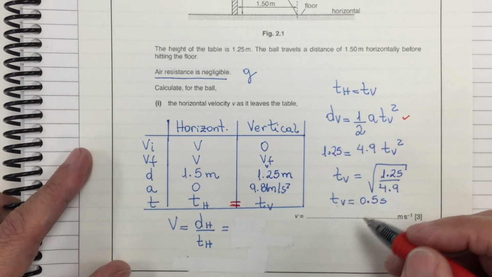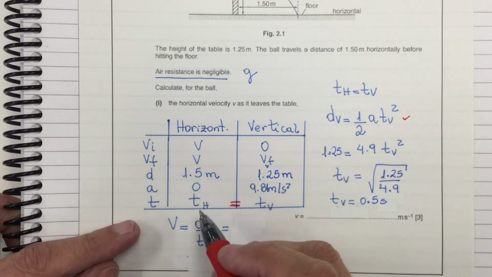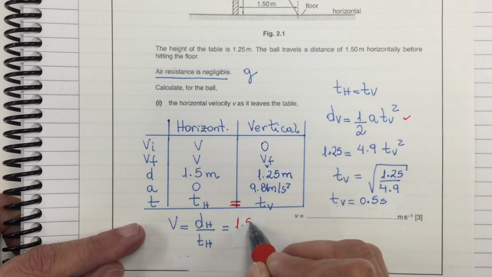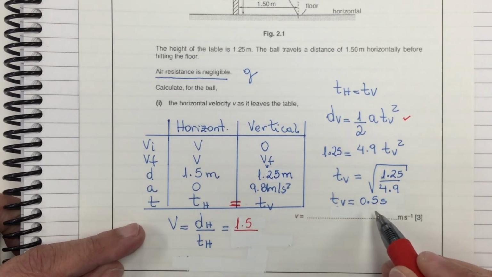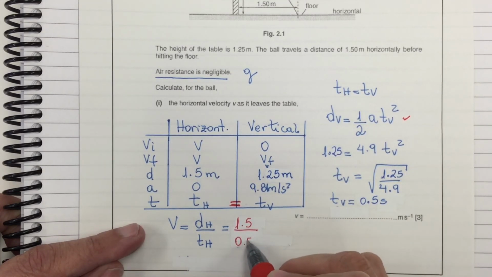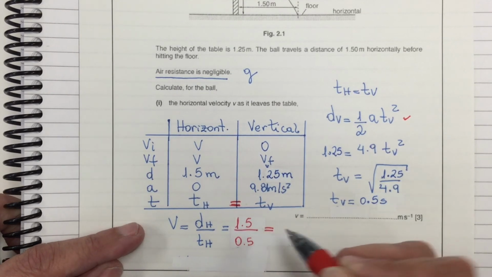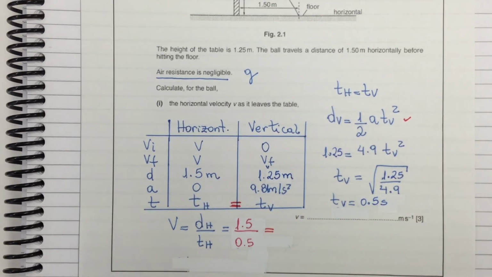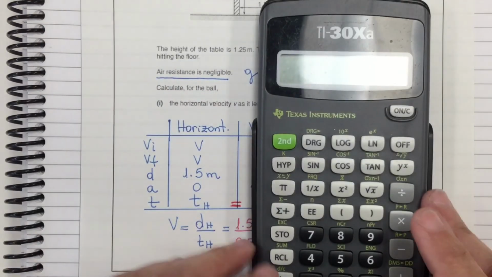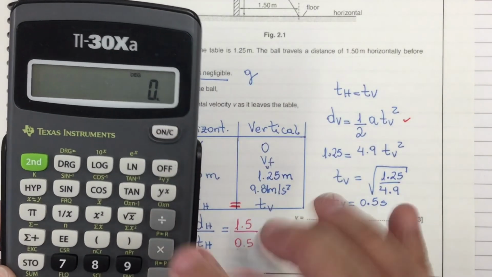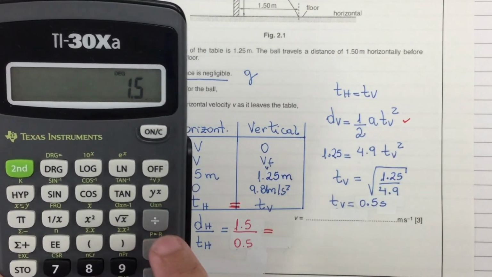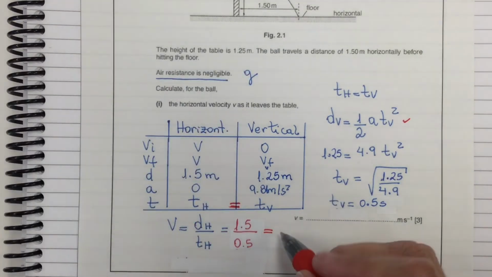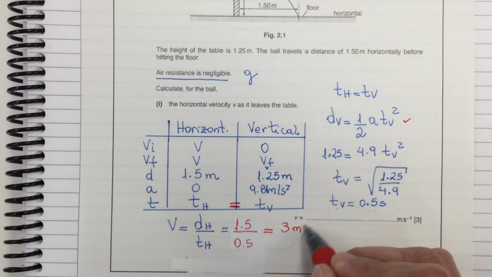Now that I have the time, I can calculate the horizontal velocity. So d_h is 1.5 divided by the time, which is the same, 0.5. Using a calculator, 1.5 divided by 0.5 is 3. So 3 meters per second.